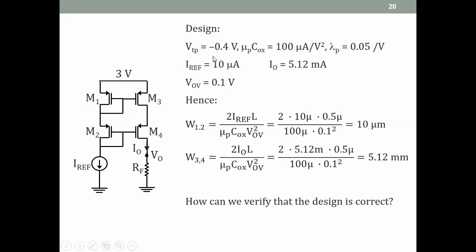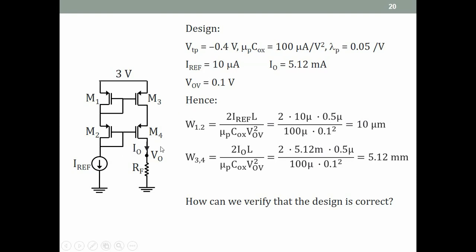So with this, we find all the numbers. So we have all the numbers, Vt, mu n Cox, lambda is there, Iref is there, I naught is there, VOV we've decided to be 0.1 volt. So we are taking this to be Iref. Actually, it is not necessary that this Iref is 10 microamps, but I am taking it as 10 microamps because there is no need to put a larger current here because it will simply consume more power. So usually in a current steering DAC, the Iref of the current mirror, the originating circuit, is kept as the LSB current, which is 10 microamperes.